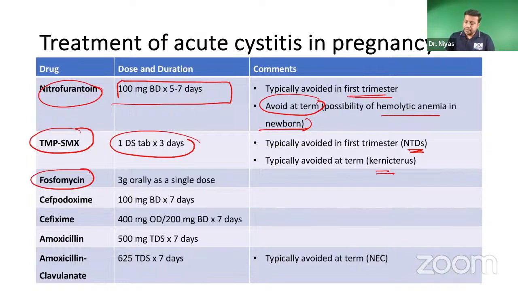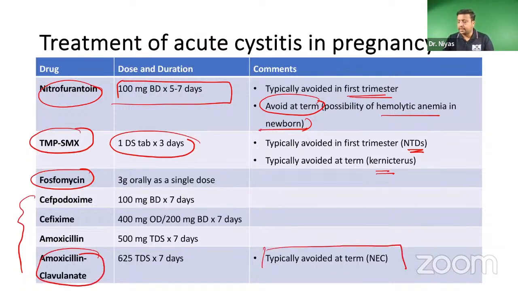You can use the other agents, cefpodoxime, cefixime, amoxicillin, etc. If the organism is susceptible, definitely you can give. Amoxicillin clavulanate also can be used, but it is typically avoided at term because there is an increased risk of necrotizing enterocolitis with amoxicillin clavulanate.